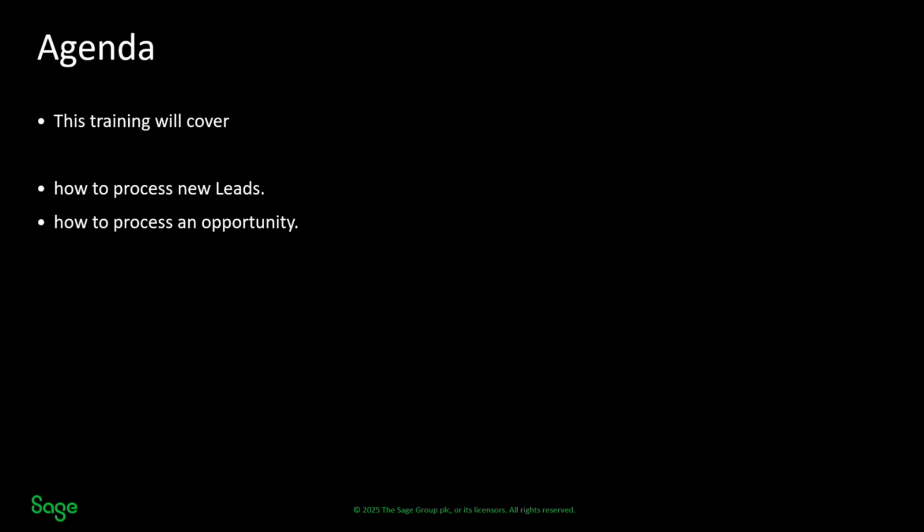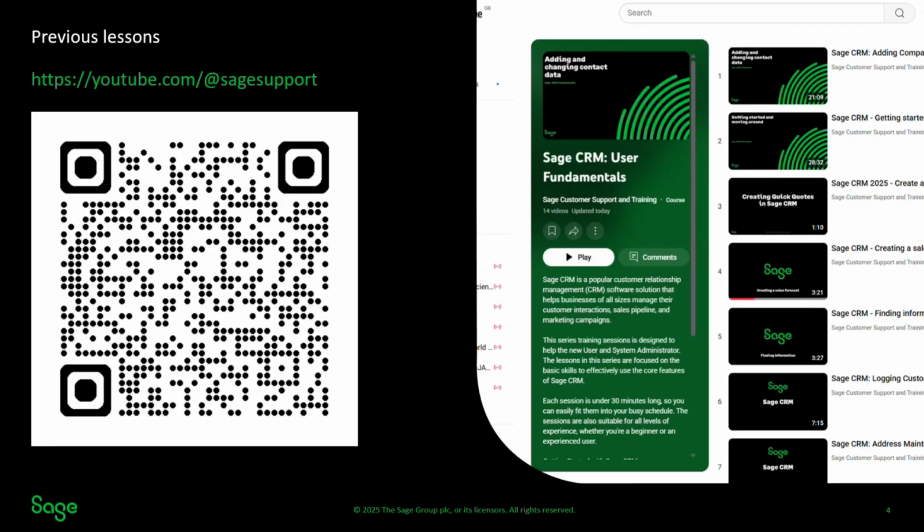That's quite a large topic, and I'm going to be saying lots of times during the session, this is covered on another course. So we are looking at an area in which we're going to be touching on things like quotes and orders, mail merge, communications, all things that are covered elsewhere within Sage CRM.